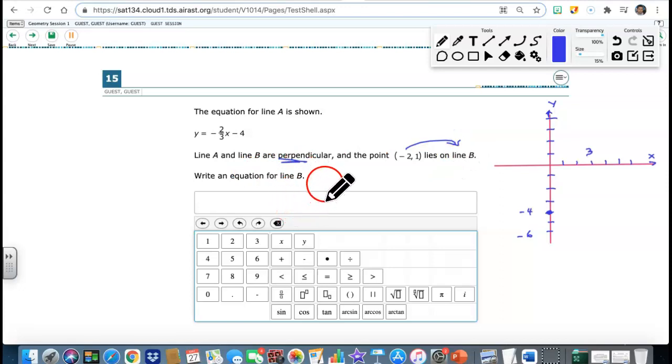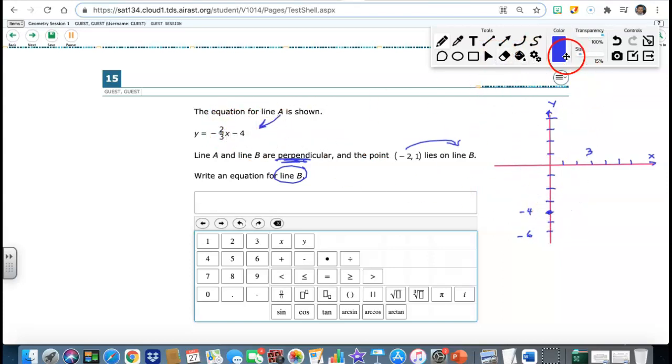Alright, so the whole idea is they give you one equation, and this is line A. They ask you for line B. But they're saying the lines are perpendicular to each other. I just want to graph this real quick so you visualize this thing. Y equals negative 2/3 of x minus 4. The first thing that I do is my y-intercept, negative 4. My slope is negative 2/3.